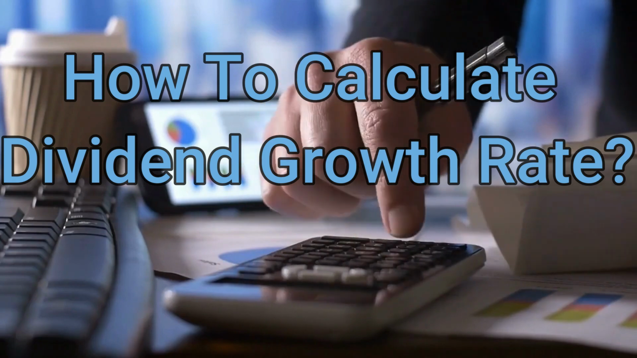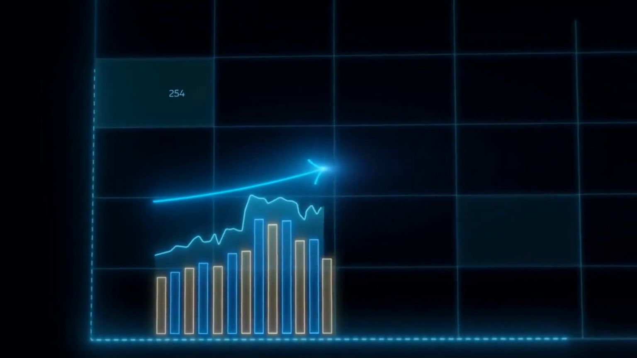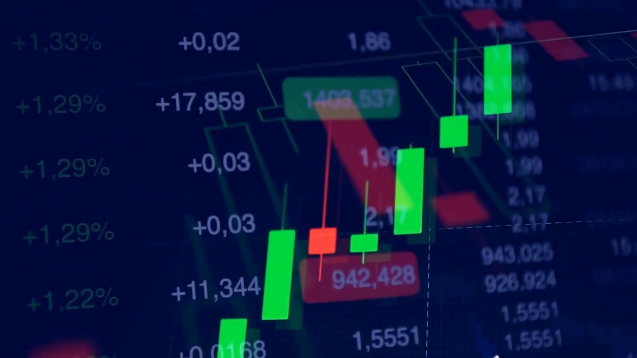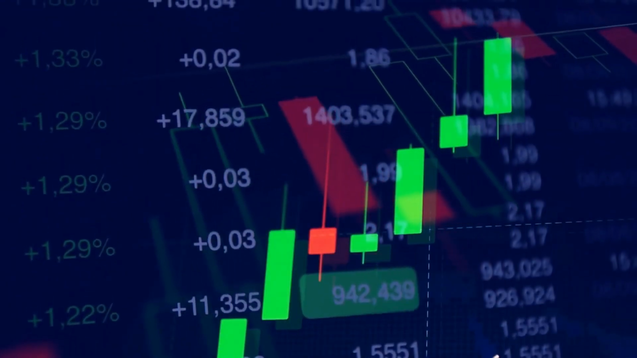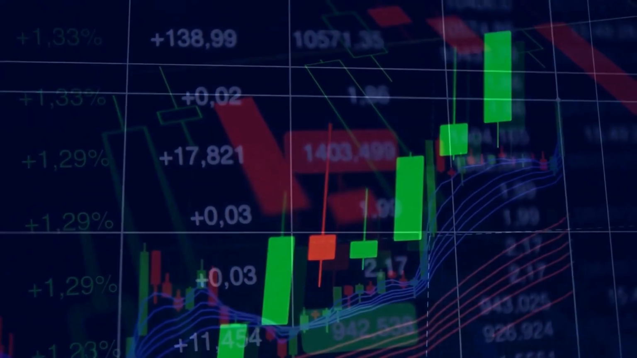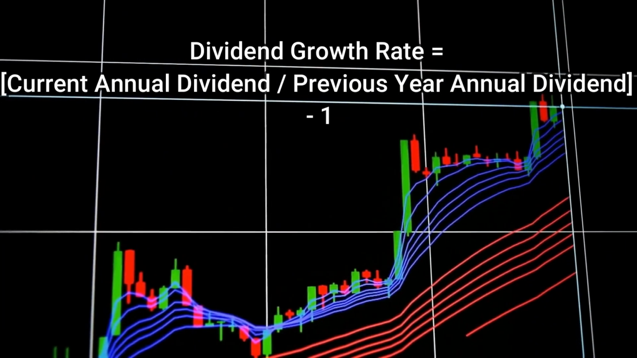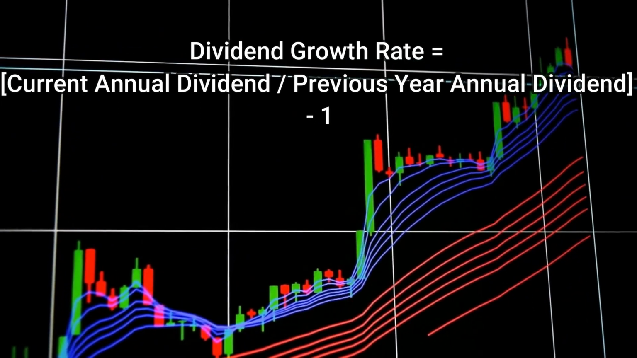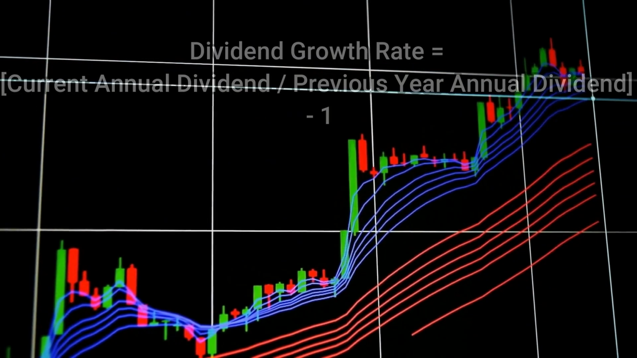How to calculate the dividend growth rate? A stock's dividend growth rate is a percentage-based equation that tells investors how much that stock's dividends have grown over a given period. As a company grows, it may increase the dividends paid to investors, which can be a sign of stability. The dividend growth rate is calculated by dividing a stock's annual dividend for a given year by the previous year's annual dividend and then subtracting 1.